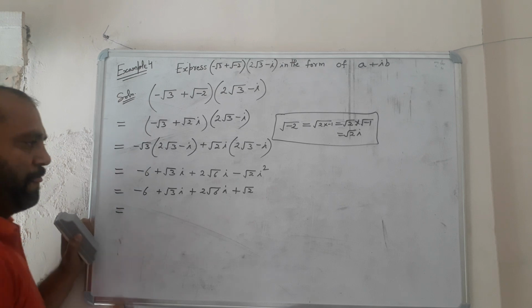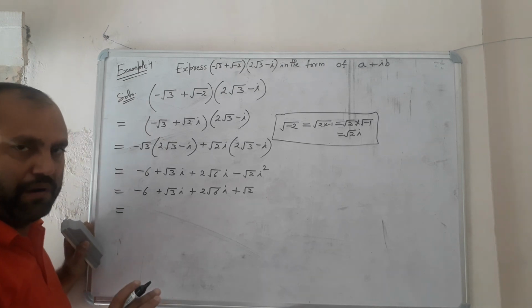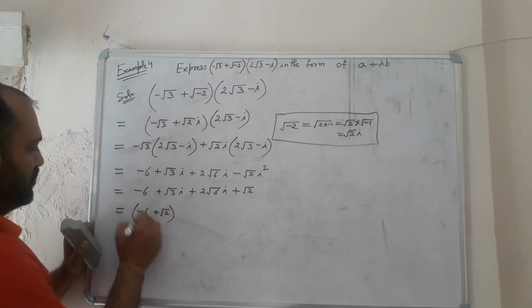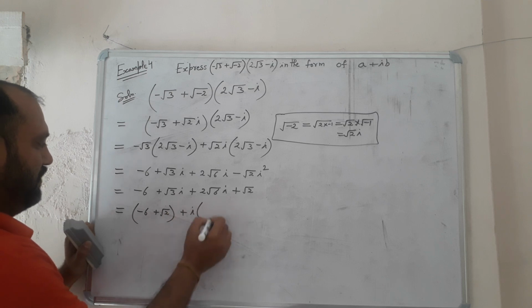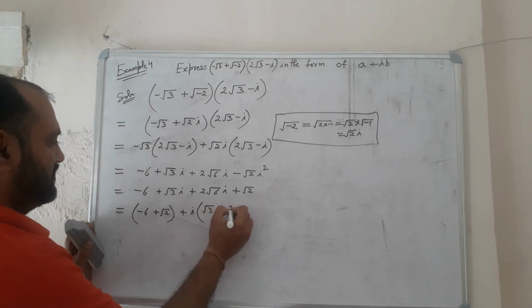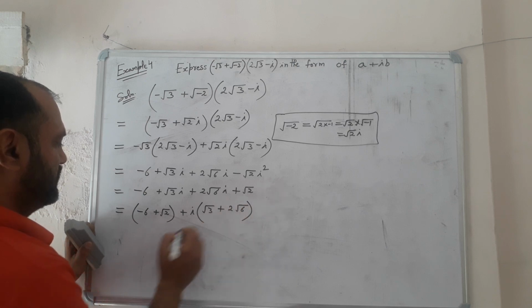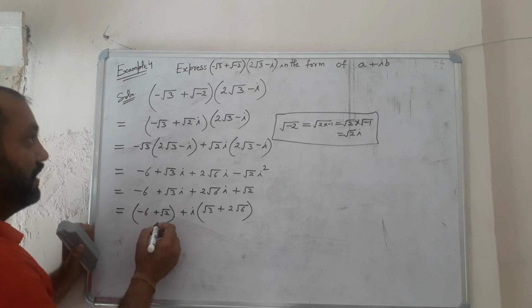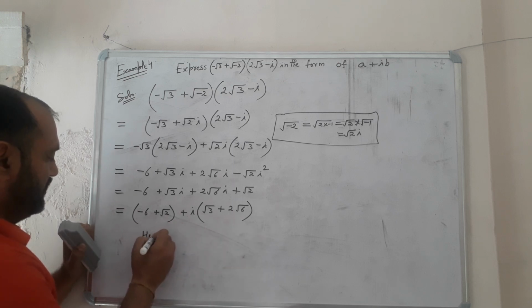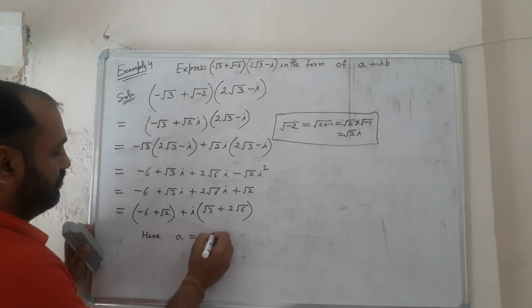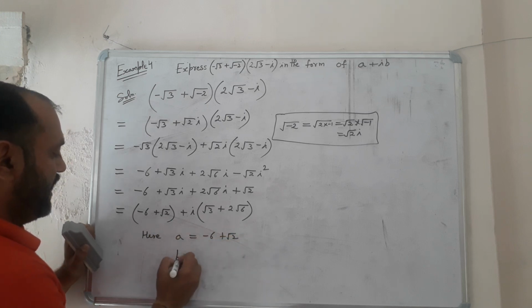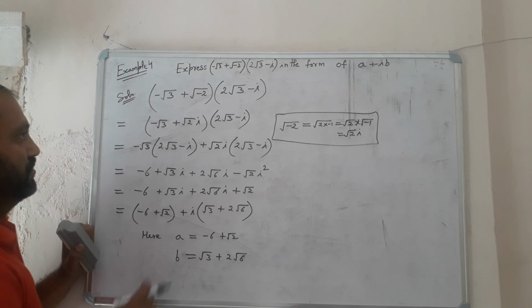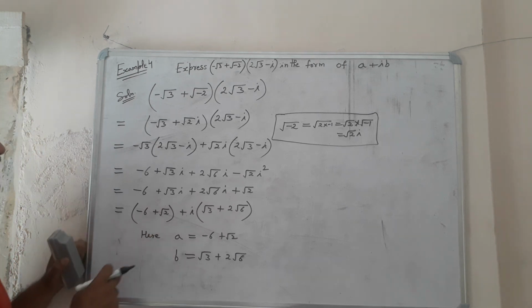So separate the real parts and imaginary parts. Our answer is minus 6 plus root 2 plus iota times root 3 plus 2 root 6, right? So this is in the form of a plus iota b. So here a is equal to minus 6 plus root 2 and b is equal to root 3 plus 2 root 6. So these are the values of a and b, right?